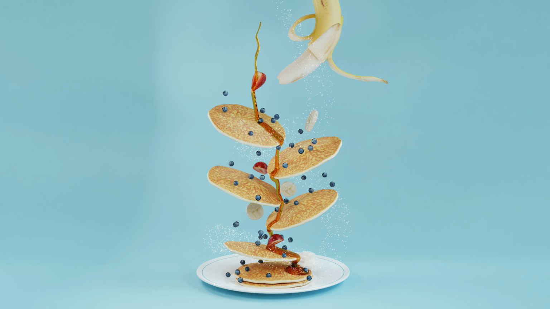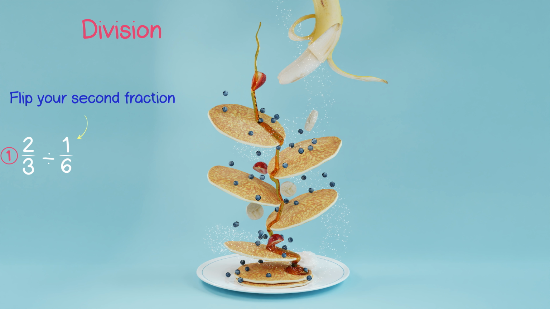Now let's look at the method for dividing fractions. What's really nice is that it's as easy as multiplication, but you have one extra step. So what is this one extra step? It is the flip. So the fraction that we're dividing by, we're going to flip it upside down. So if you had 2/3, that would become 3/2. If you had 1/5, that would become 5/1.